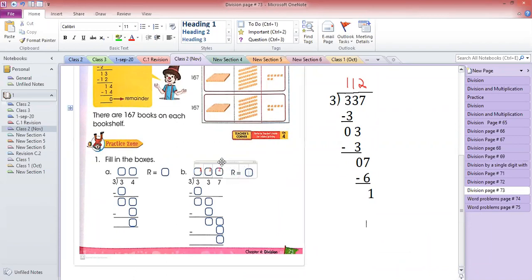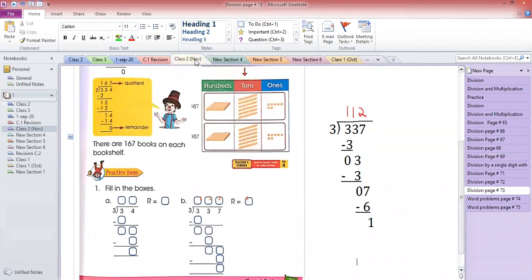One, one, two. And what is the remainder? Remainder is the number which is left here. That's 1. So you will write 1. This is the answer. Here 3 minus 3, 0. 3 minus 3, 0, 7 minus 6, 1. Complete it, guys, by yourself.